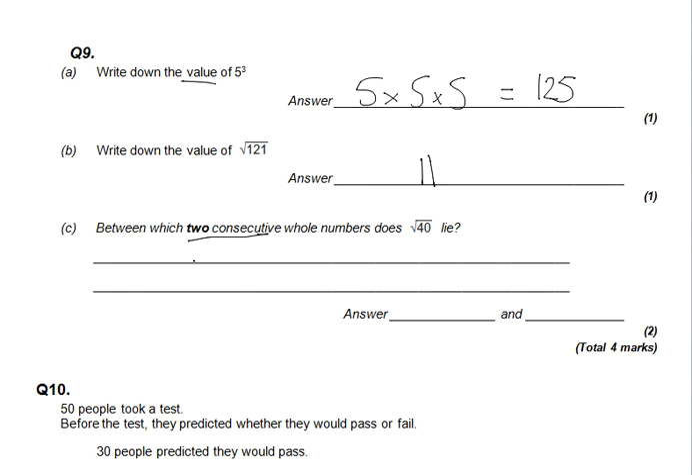So we've got to think about our square numbers. Square numbers 1, 4, 9, 16, 25, 36, 49. So root 40 must lie somewhere between these two. So that is 6 and 7.